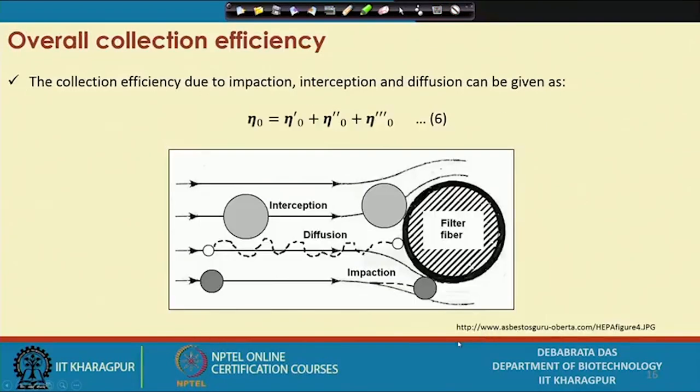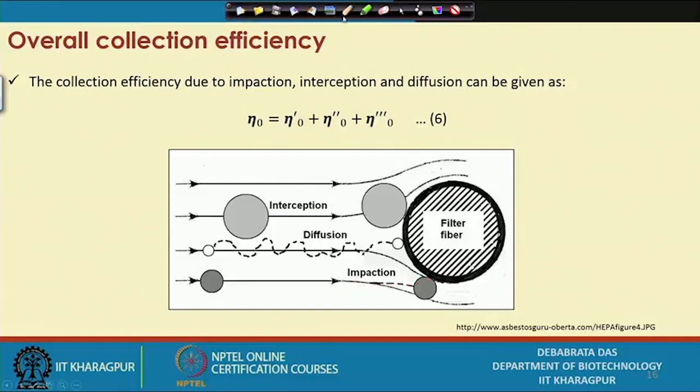So, the overall collection efficiency will be what? Overall collection efficiency eta 0 is eta 0 1 dash plus eta 0 2 dash plus eta 0 3 dash. Now, interception is touching the fiber, and diffusion is where one particle strikes another and ultimately deposits on the fiber, and this is the inertial impaction. Interception and impaction are where the particle deviates from the path. When it deviates from the path, it is collected on the fiber surface.